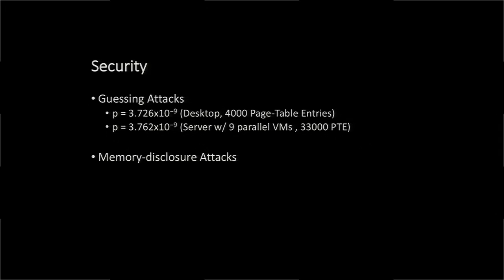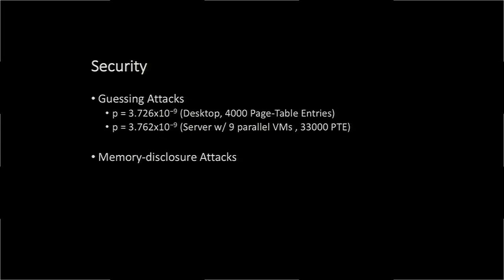For guessing attacks, we found that for an average desktop system which executes some applications, the probability is actually fairly low that the attacker can guess the correct page table entry, the address of the page table entry. And we then also looked at our main server, which at that point in time had 9 parallel VMs running and like 64 gigs of RAM. And we see the chances here actually don't significantly increase, but are still very low.